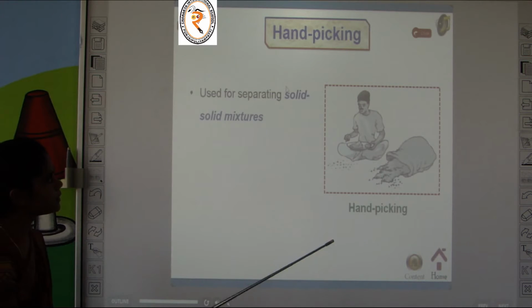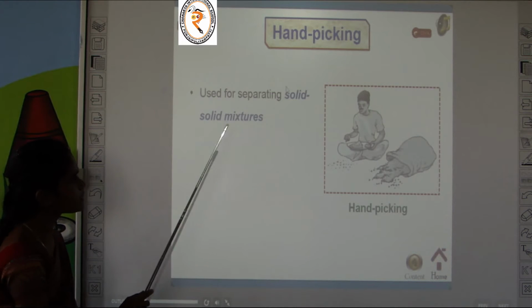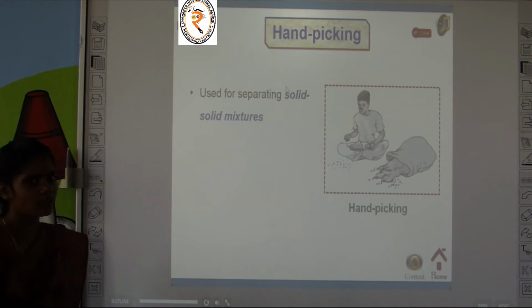See, look at the picture. It is used for separating solid mixes. For example, if a stone is mixed with rice, both the stone and rice are solid. So we can use the hand picking method to separate that rice and stone. Okay. So this hand picking method is used to separate solid from solid.